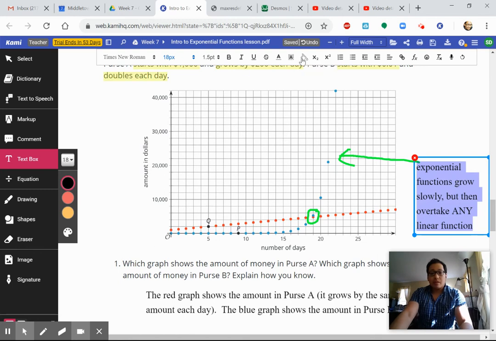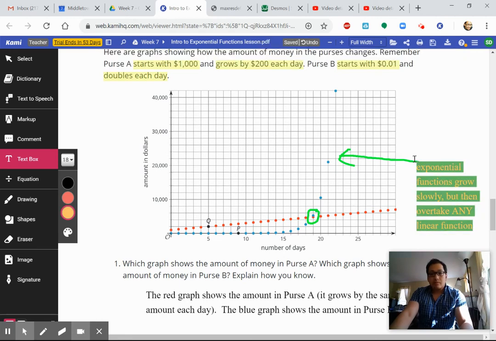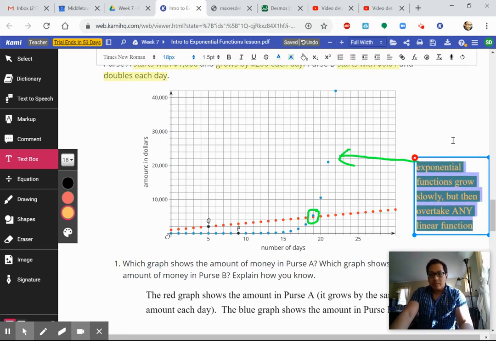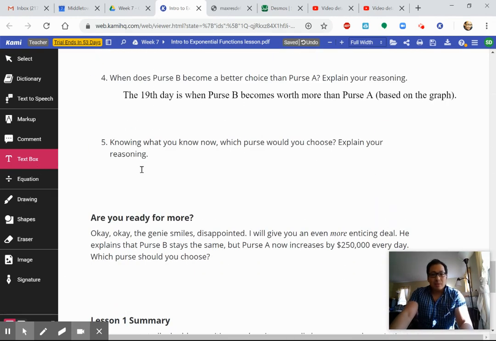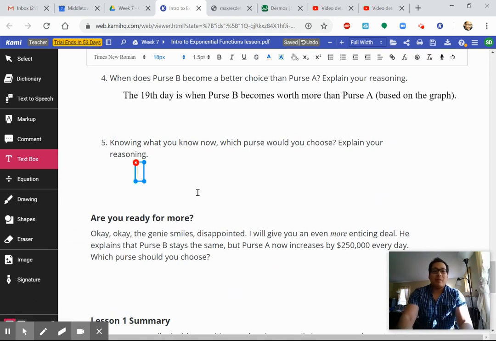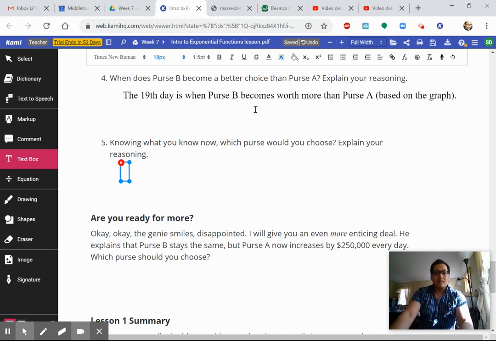Maybe I can change the text color. I don't like that one. Whoa, that's kind of weird. Yeah, it works. Okay, so which one would you pick? Well, I would pick... Oh, let's just go back to normal, please. Thank you. For this, clear that highlight color.